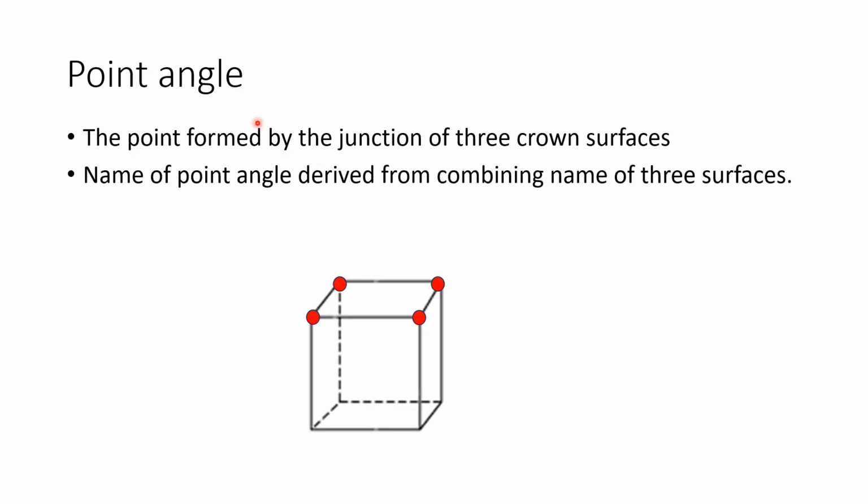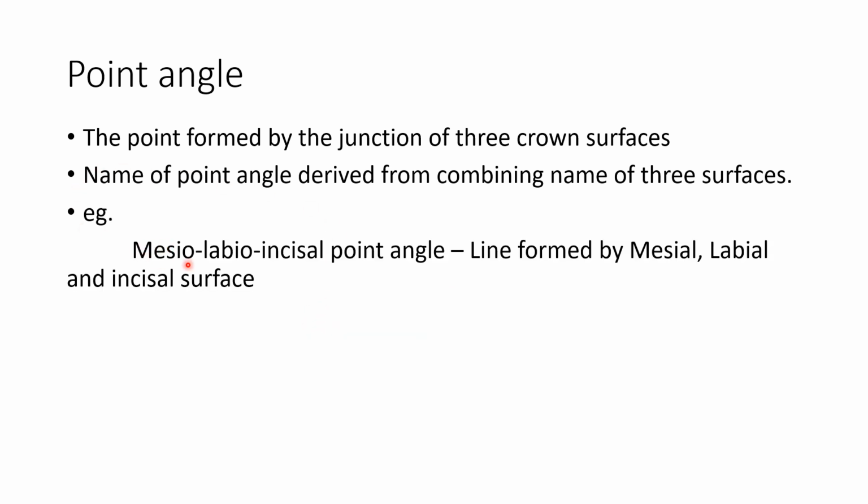So what is a point angle? The point angle is the point formed by the junction of three crown surfaces. This is 1, this is 2, this is 3. If you see this surface, this surface, and this surface, this point angle has been formed here. For example, the mesiolabioincisal point angle. The name of the point angle is derived by combining the names of the three surfaces. Which are those three surfaces? Mesial surface, labial surface, and incisal surface. That forms a mesiolabioincisal point angle.